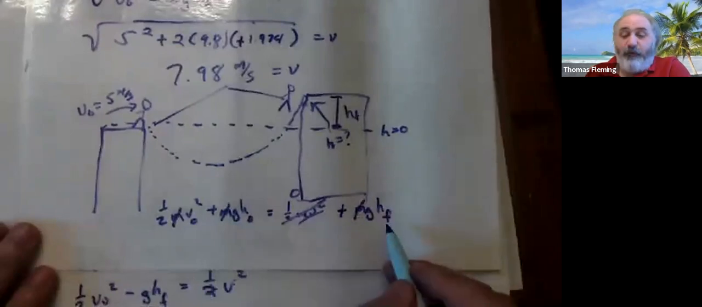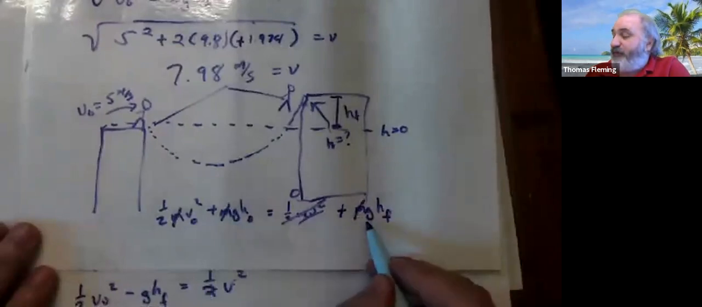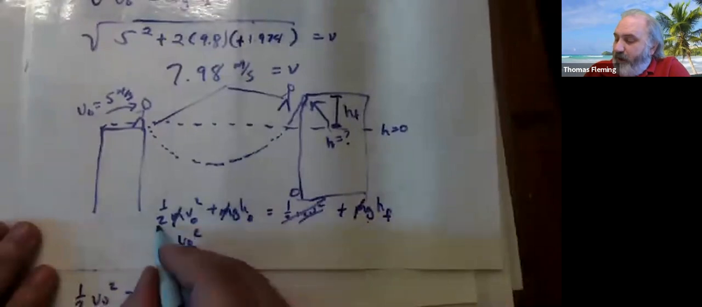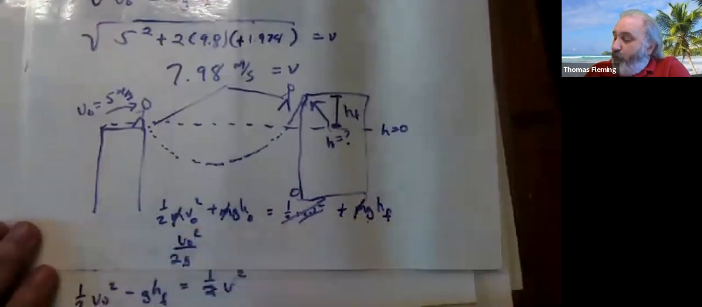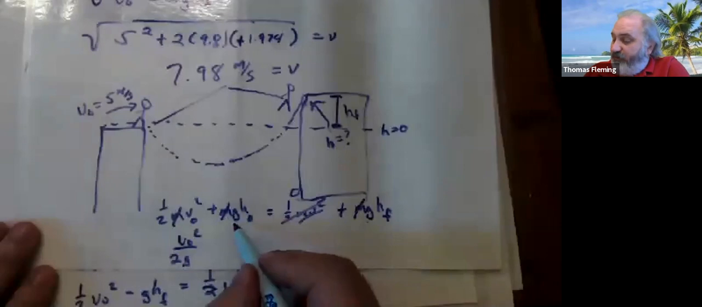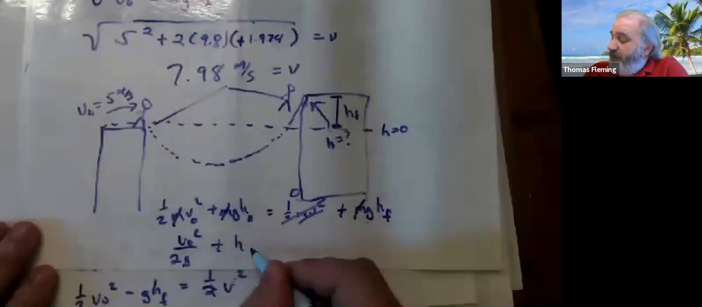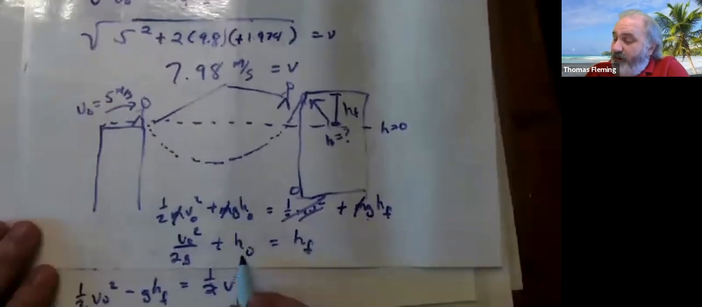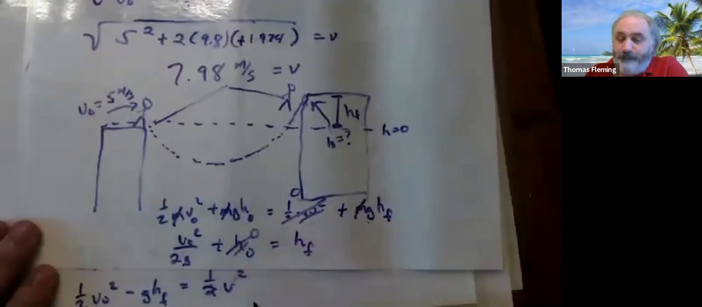And all I got to do to solve for h final is literally divide everything by g. If I divide this by g, I'm going to have v initial squared over, I'm going to put the 2 in the denominator, 2g. Over here, when I take g divided by this, that's just h initial. And of course, we said h initial was 0, right? So the new final height is going to be whatever speed he has squared divided by 2g.